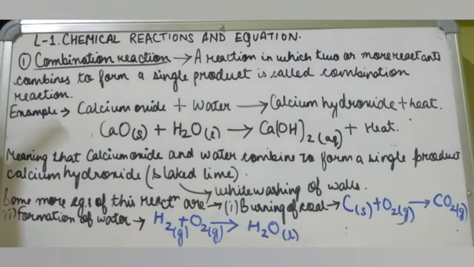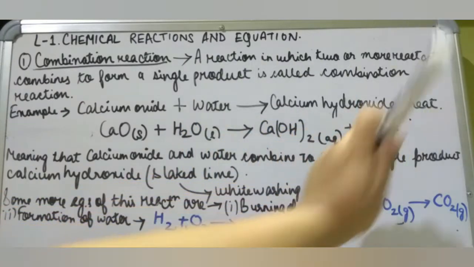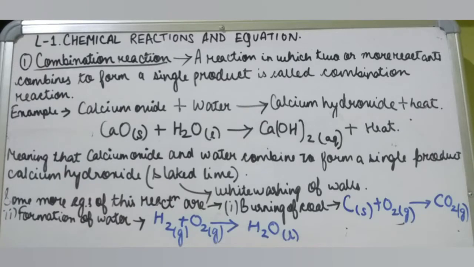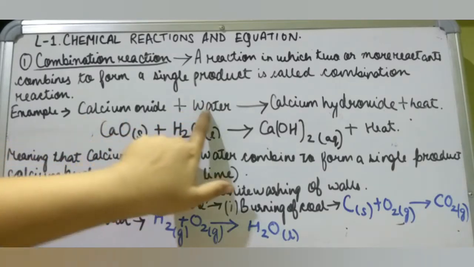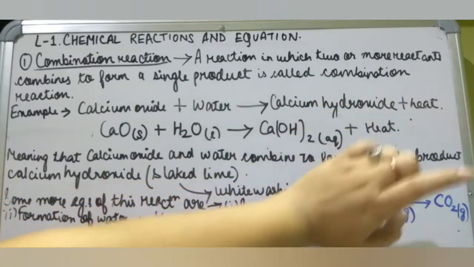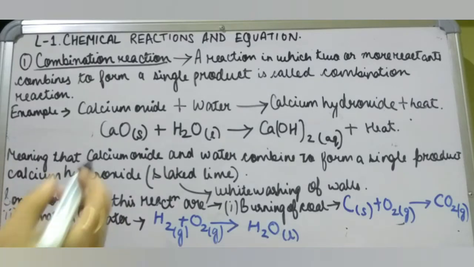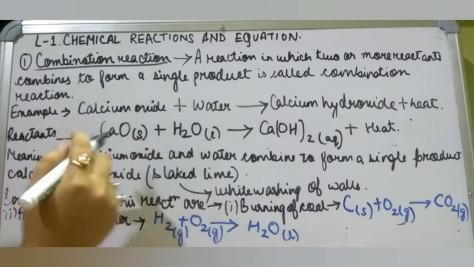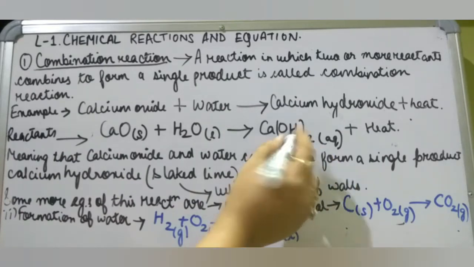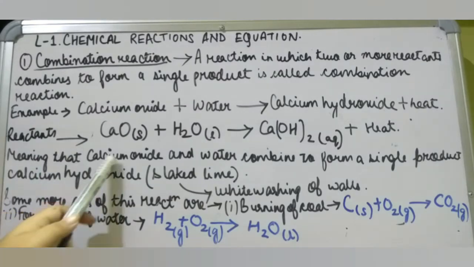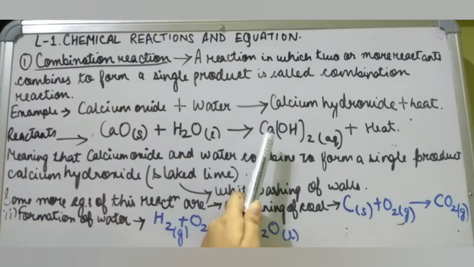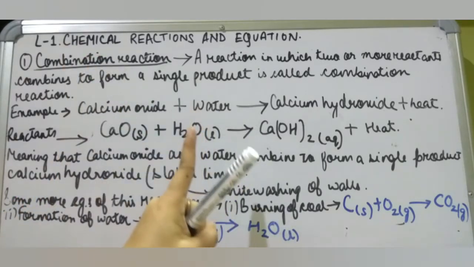First is combination reaction: a reaction in which two or more reactants combine to form a single product is called a combination reaction. So this is one reactant, this is another reactant, and they combine to form calcium hydroxide plus heat. These two are the reactants and they are giving a product. This is the product. So calcium hydroxide is formed when calcium oxide and water combine. These two combine and form one product.